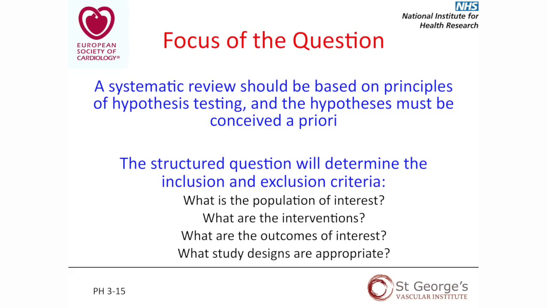So how do we focus a question? This is the most important way to put science into our systematic review. The systematic review should be based on principles of hypothesis testing, and the hypothesis must be conceived a priori. You can't go and look for a question and change the question halfway through. That's not the correct way to do this. And a structured question must determine the inclusion and exclusion criteria, as with any other clinical study. What is the population of interest? What are the interventions? What are the outcomes of interest? And what study designs are appropriate to include?